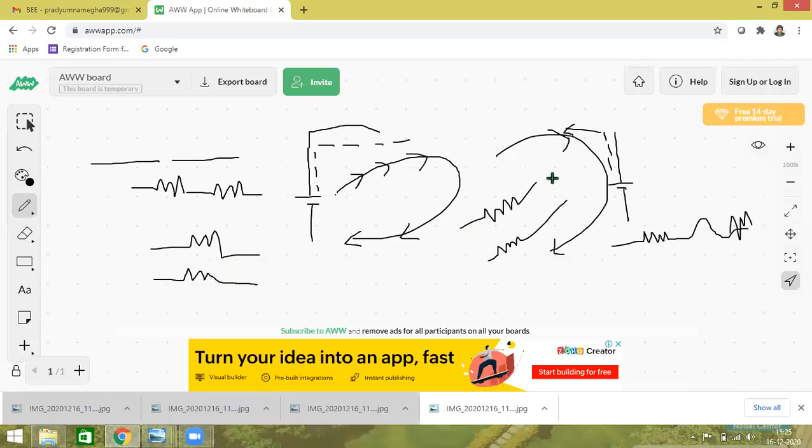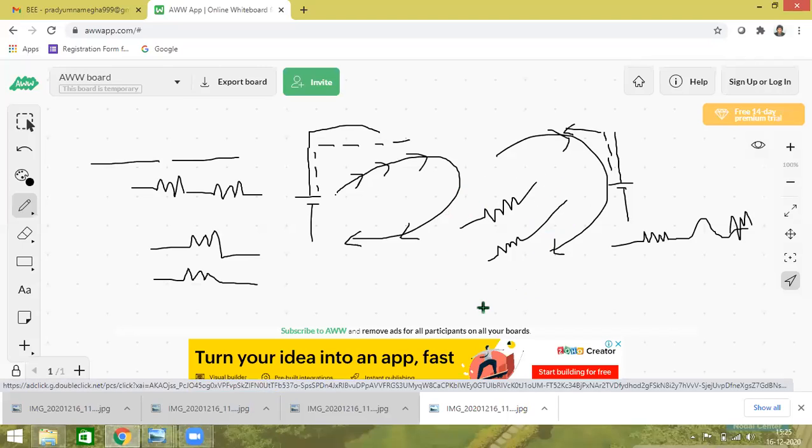Are these two connected in parallel? The answer is no. Don't compare with the geometry lines, parallel lines. These two are not connected in our language. Only when they are connected can we say series or parallel. These two are not connected. And here also, I cannot say directly they are connected in series or parallel.